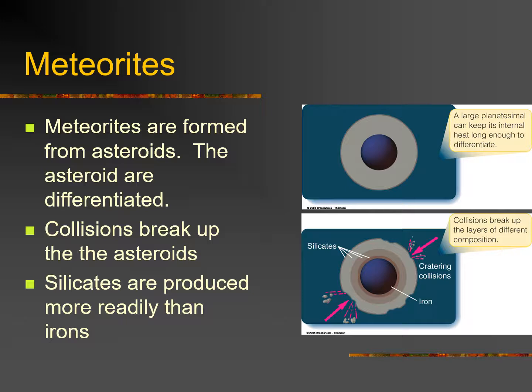Okay, notice though the material that gets knocked off the most. It's the outer shell, which is your silicates. Okay, so we're going to produce more meteorites that are silicates or stony in nature versus the iron, which we have at the core of the asteroid.